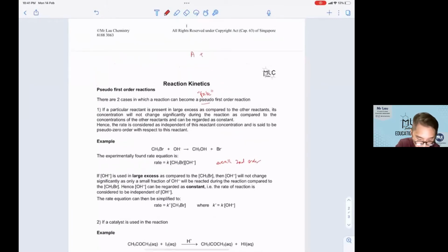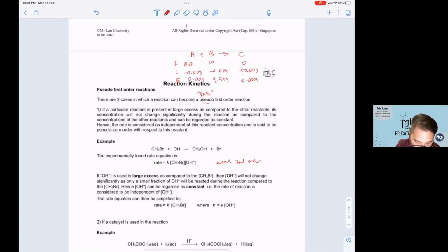So let's say A plus B gives you C. If A is 0.01 mole per dm cube, B is 10 moles per dm cube. At the start, let's do an ICE table. At the start, you have 0 C. So let's say after a certain time t, half of A reacted, so minus 0.005. B will also be minus 0.005. C will be plus 0.005. This will be 0.005 left. This will be 9.995.